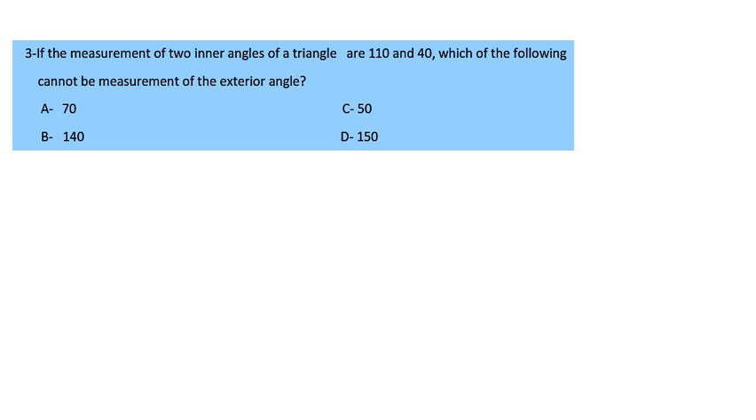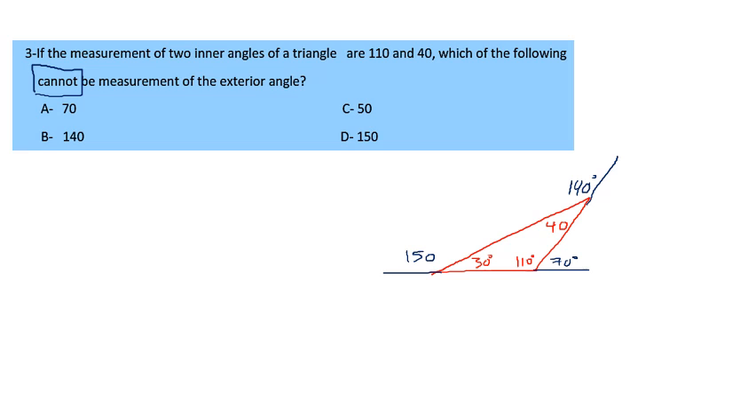If the measures of two inner angles of a triangle are 110 and 40, let's sketch the triangle. One of the angles is 110 and one of the angles is 40. 110 and 40 is 150, so the third angle is equal to 30 degrees. Which of the following cannot be the measure of an exterior angle? Let's find the exterior angles. The exterior angle to 40 is 140 degrees, the exterior angle to 110 is 70 degrees, and the exterior angle to the angle 30 is 150. So it could be 70, it could be 140, it could be 150, but it cannot be 50 degrees.